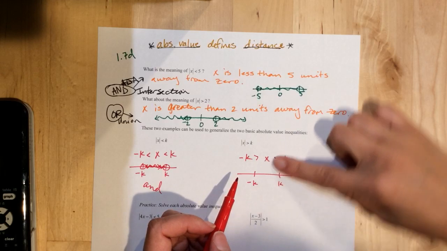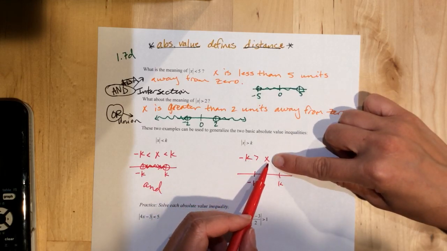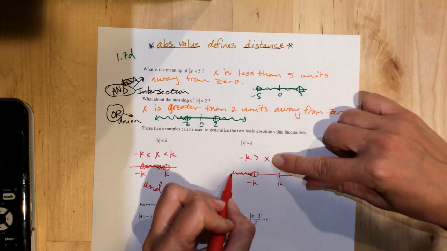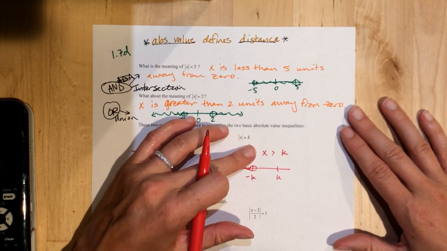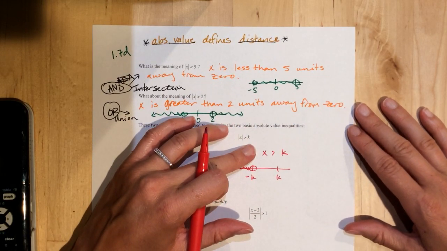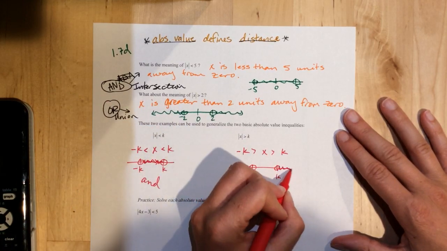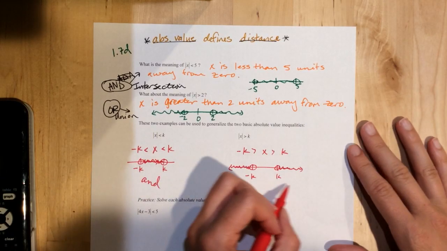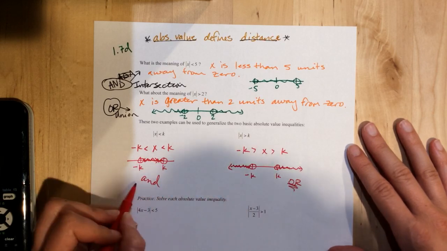So we've got independently, negative K is greater than X, or X is less than negative K. So open circle at negative K and shade to the left. And for the next simple inequality, I've got that X is greater than K. So open circle at K and shade to the right. And now I can visually see the reinforcement. Oh, okay, the greater than represents the or.